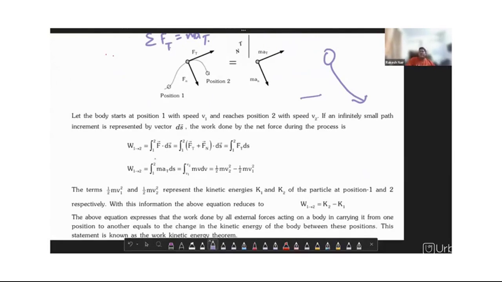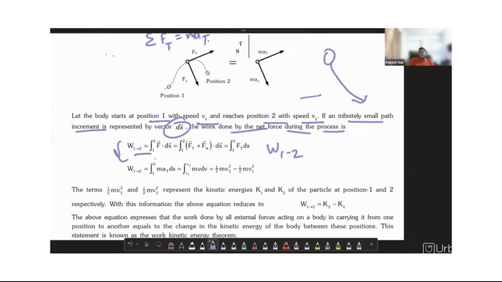So let the body start at position 1 with speed v1 and reach position 2 with speed v2. For an infinitely small path increment represented by this vector ds, the work done by the net force during the process will be work 1 to 2.